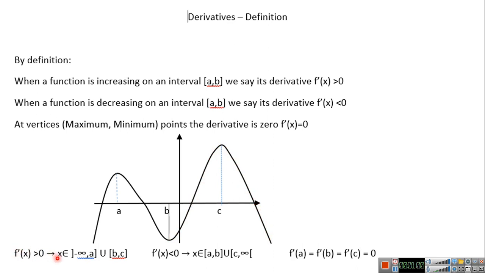In other words, f prime of x is positive from minus infinity till a, where the function is increasing, and from b till c, where you can see that the function is increasing. The derivative is negative from a till b, where the curve is moving down, and if x is bigger than c, it's going down. At the maximum and minimum points, it's neither increasing nor decreasing. These are called vertices, so the derivative at these points is zero. So the derivative is positive when the function is going up.